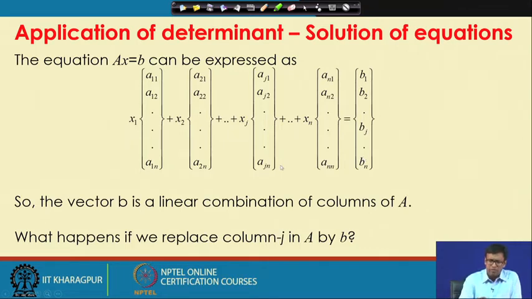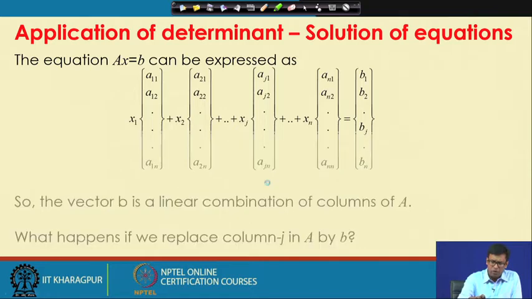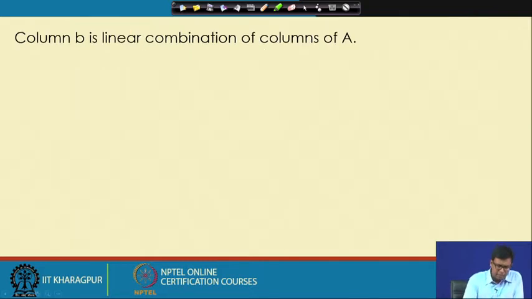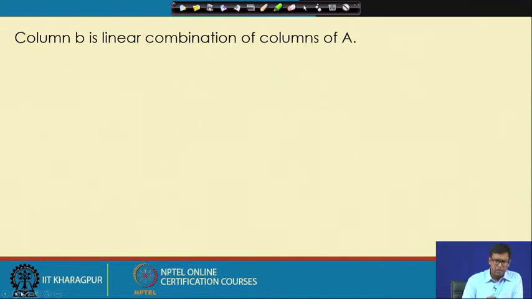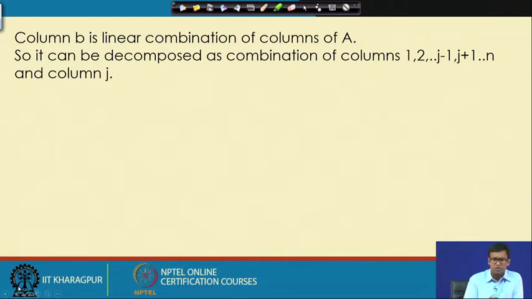Now, what will happen if I take away one column of A and replace it by B? I have the matrix equation Ax = B, I take the jth column and substitute it by B, what happens? We know that B is a linear combination of columns of A, that is how the matrix equation is there. So, B has components along all the column vectors of A.